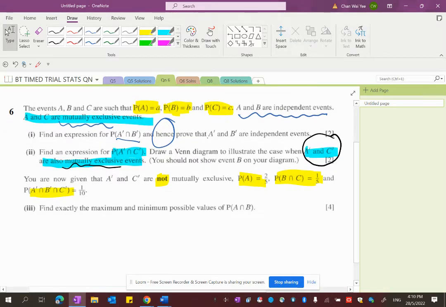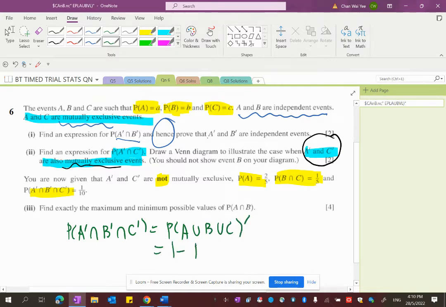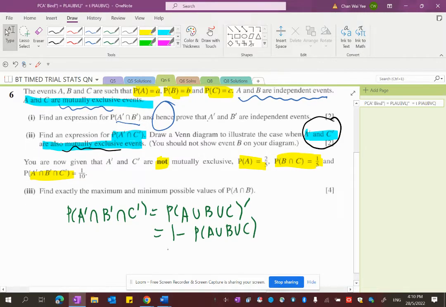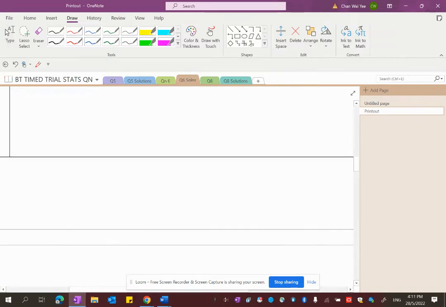What I want to emphasize here is that the probability of A complement intersect B complement intersect C complement, by De Morgan's law, is given as such. So it is 1 minus P(A union B union C), which is 1/10. You have to be mindful about this piece of information, because in order to solve part 3, we need the Venn diagram. So if you look at the Venn diagram, this is how it should be.